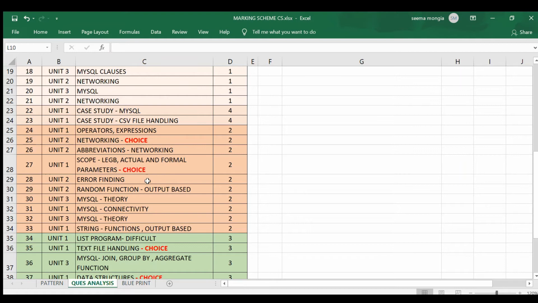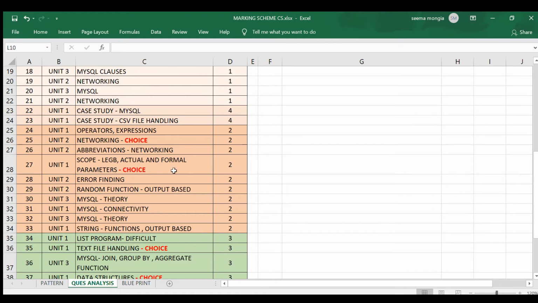They may be given to any other topic also. But yes, I have mentioned here that 2 marker questions are covering these topics. There will be certainly some questions from operators and expressions. There will be certainly a question from networking. Abbreviations in networking are very common questions. It will be a 2 marker question.